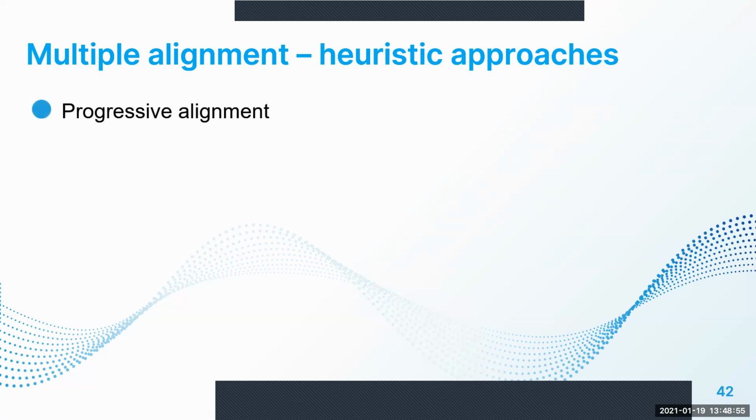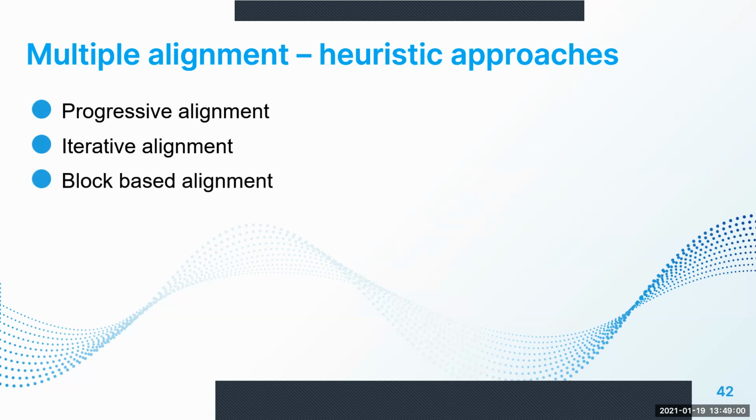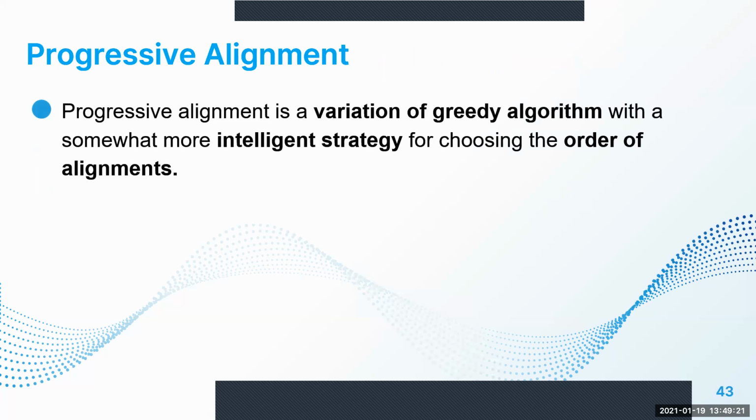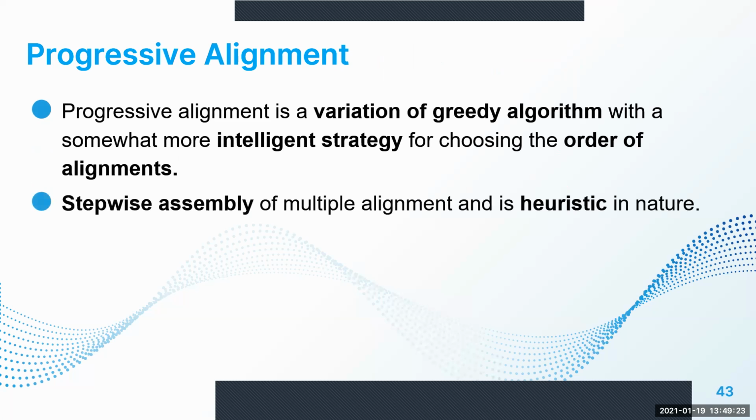Then in this lecture we have progressive, iterative, and block-based alignment, right? So these are the alignment methods. The sum of pairs is a scoring method. So after you align several sequences, you can use the sum of pairs or whatever scoring mechanism to evaluate those alignments. So progressive alignment is some kind of a greedy approach, right? So it has several steps.